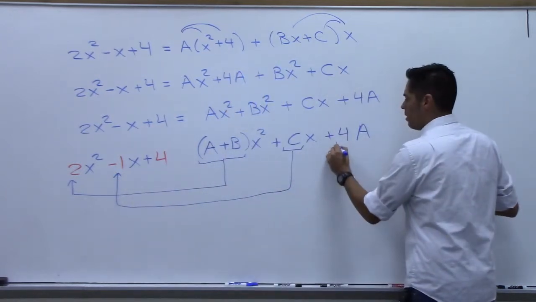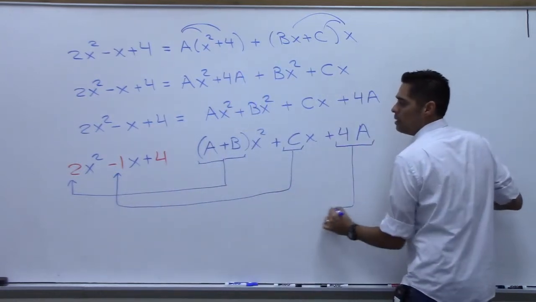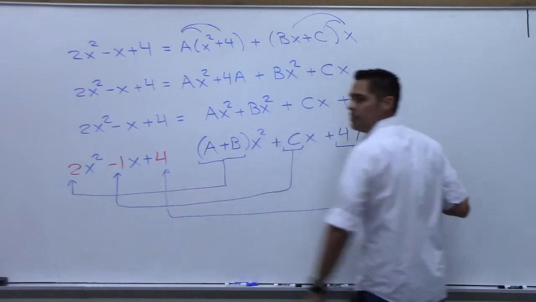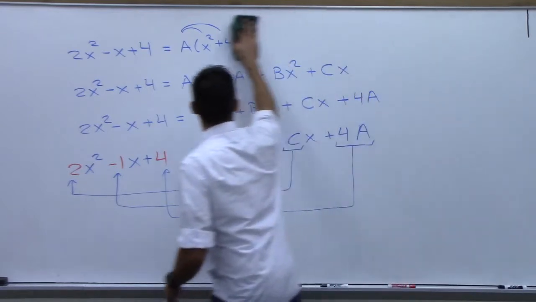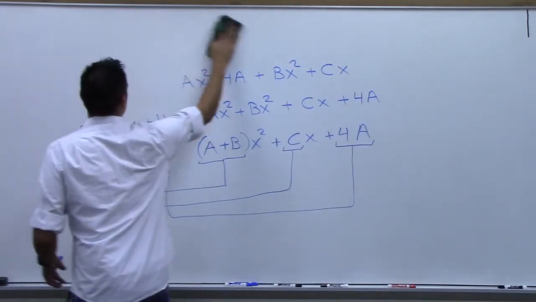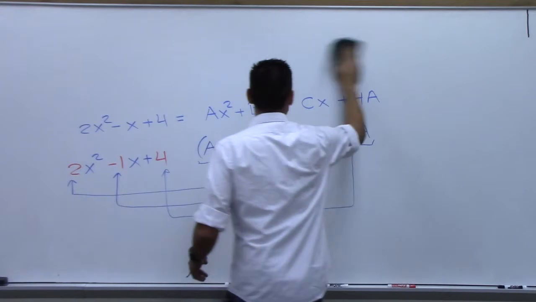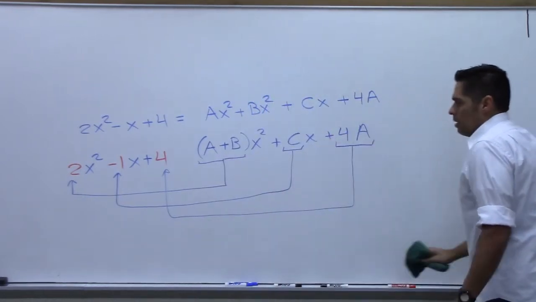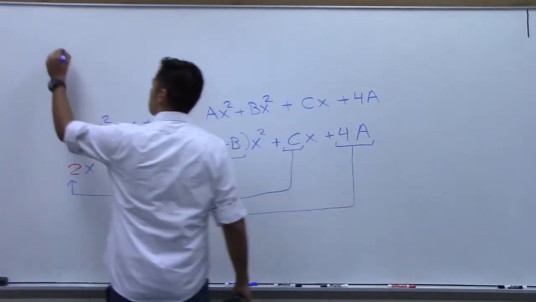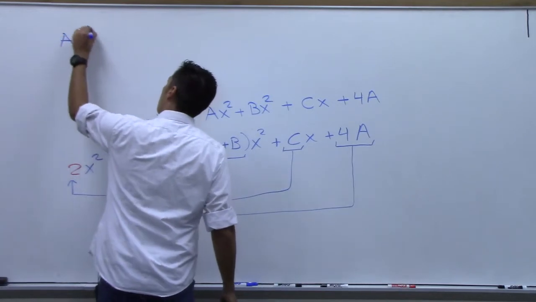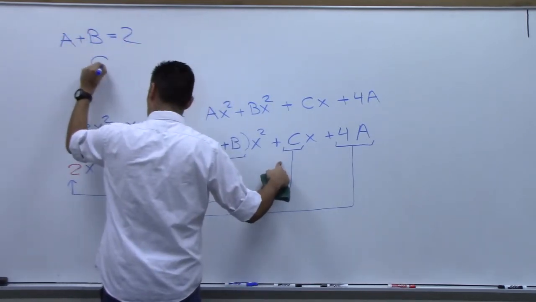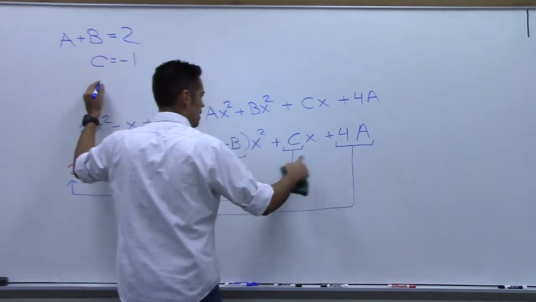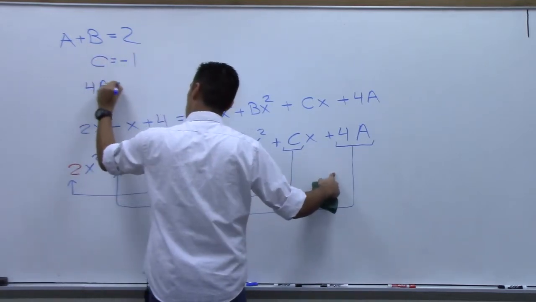And holy crap, look at this. 4a must be, I already know what a is. 1, just by looking. But I'm going to write them down, okay? I'm going to write down those equations. That wasn't so bad, was it? Okay, so a plus b must be 2. c must be -1, and 4a must be 4.